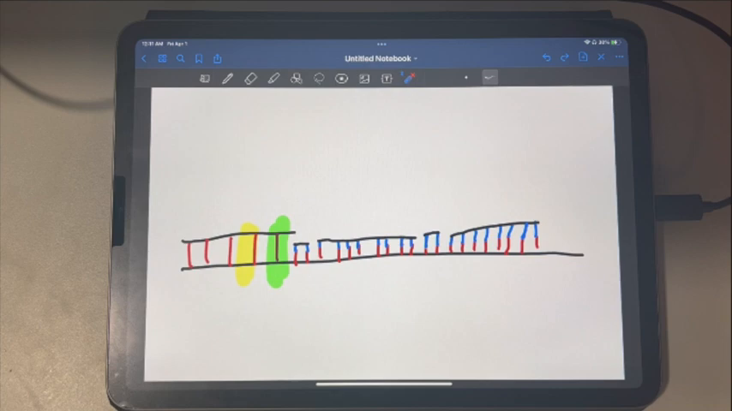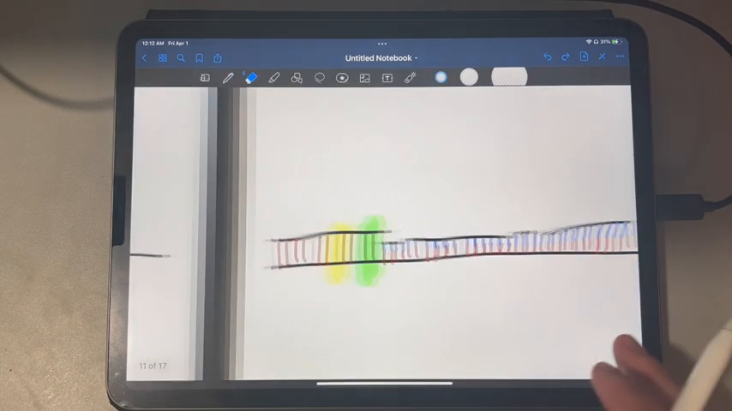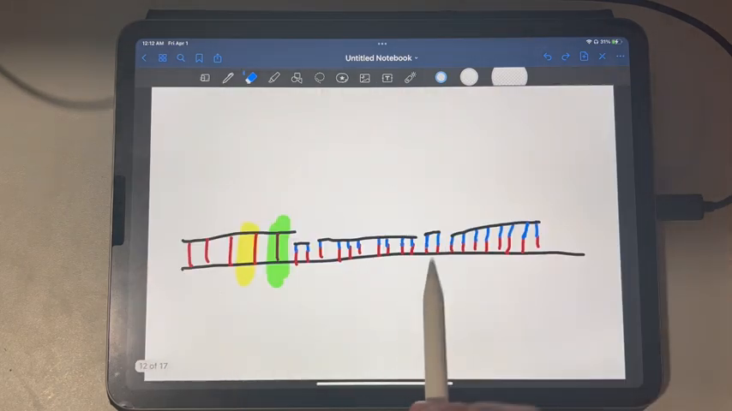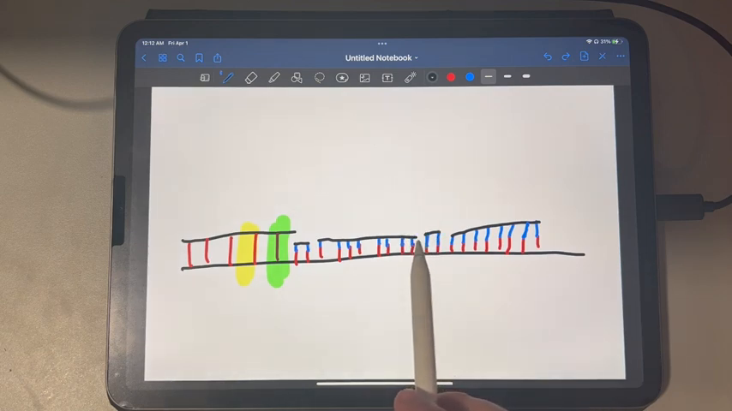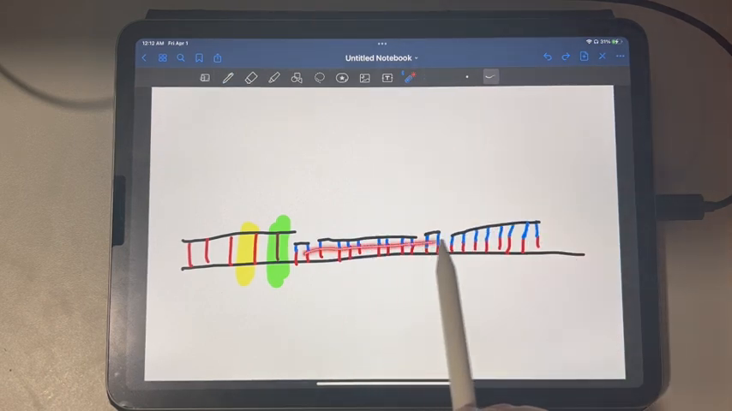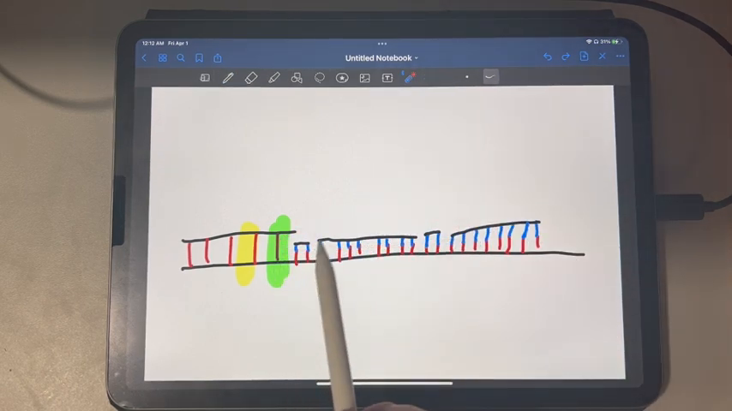And this continues happening, but as you can see, there's lots of breaks in because of these Okazaki fragments. So because of all of these gaps in here, ligase, the same enzyme that does it for the leading strand, will come in and force a phosphodiester bond in the backbone right here, joining them all together.